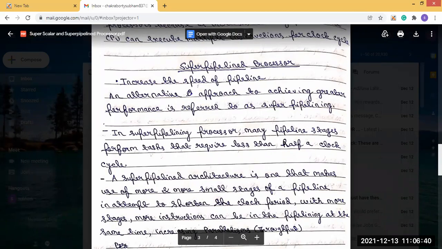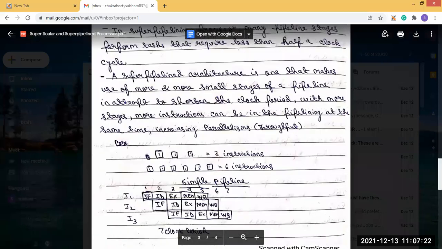Now we want the clock period to be shortened, and with this short clock period there will be more stages, so that more instructions can be pipelined at the same time. If we have more stages and more instructions in the pipeline at the same time, then it will increase the parallelism. That means multiple instructions will be executed in parallel, so it will increase the parallelism or the throughput.